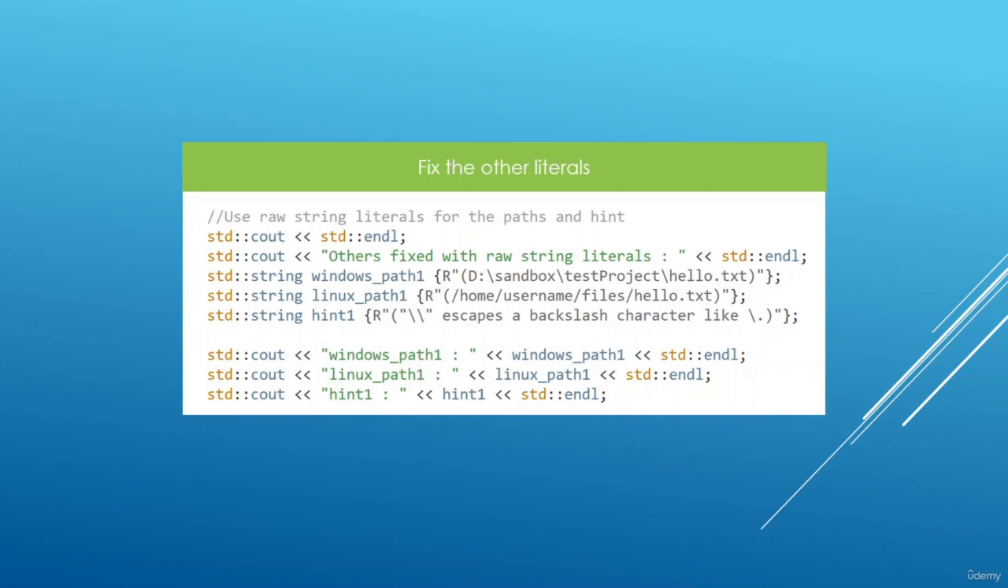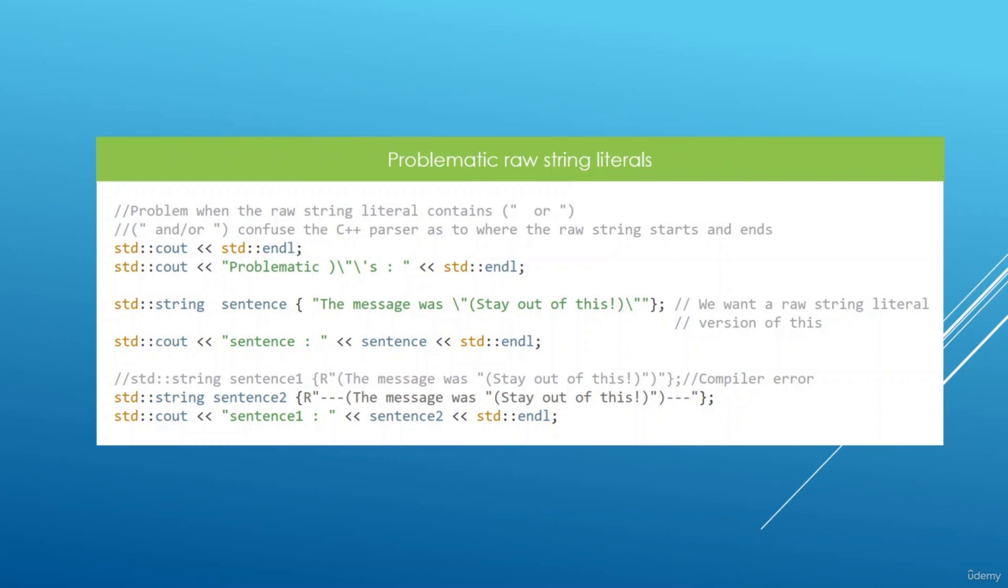This is all cool and dandy, but we might have a problem if our string includes a double quote followed by a parenthesis or a parenthesis followed by a double quote, because these are the delimiters used by the C++ compiler to know the start and the end of our raw string literal. So how do we solve this? The C++ designers solved this and they came up with a way we can really get around this problem.